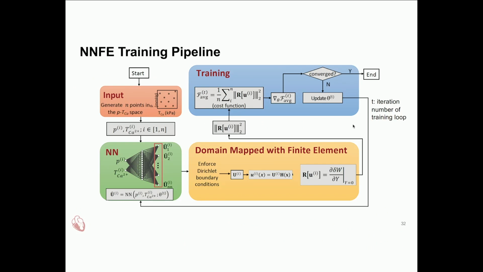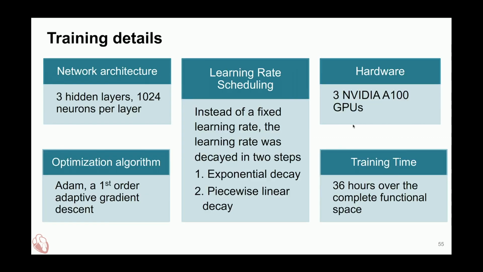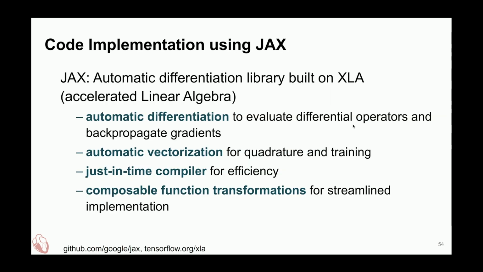Now, in our case, we do the same thing as I showed you before, only now we pump it into this residual vector, compute that, and minimize that for all the data points that we need to train it on. So it's really pretty cool. We did everything in JAX. I think most of you probably know what that is, and it has a number of nice features, including automatic differentiation, automatic vectorization, just-in-time compiling, and all that stuff.